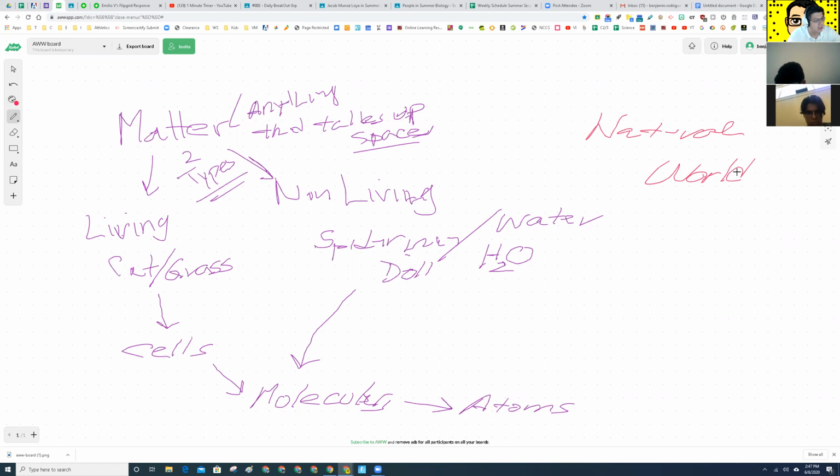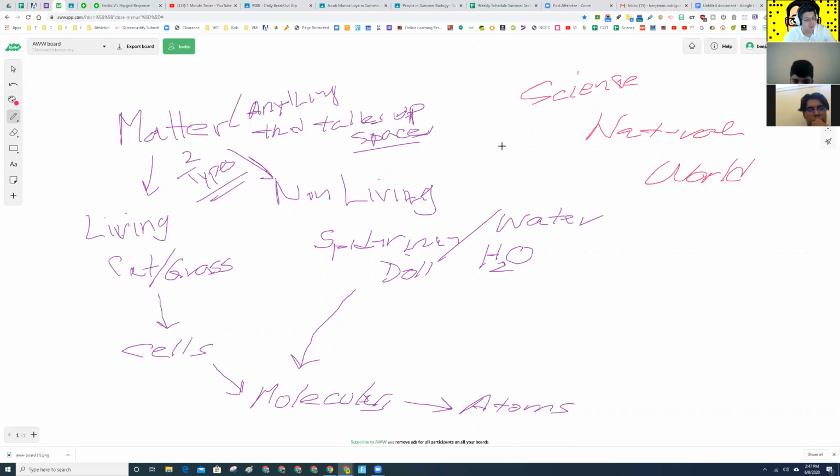All right, got it? Now think about it. What's the natural world made out of? Matter. And what are the two types of matter? Living and non-living. Exactly. And so as scientists, they're trying to understand the natural world. So it's important for us to understand this concept of matter, because that's what the natural world is made out of.